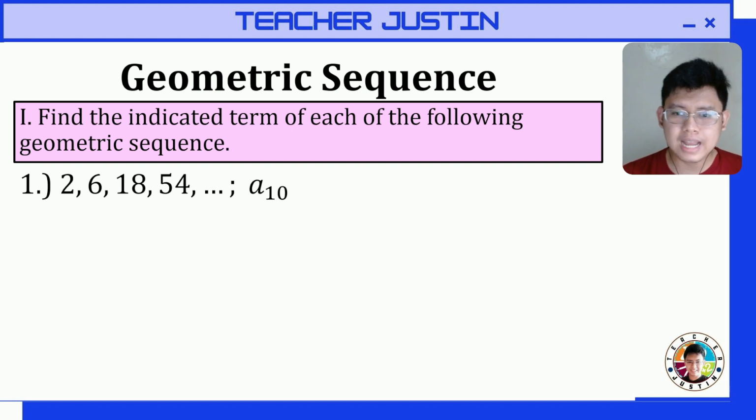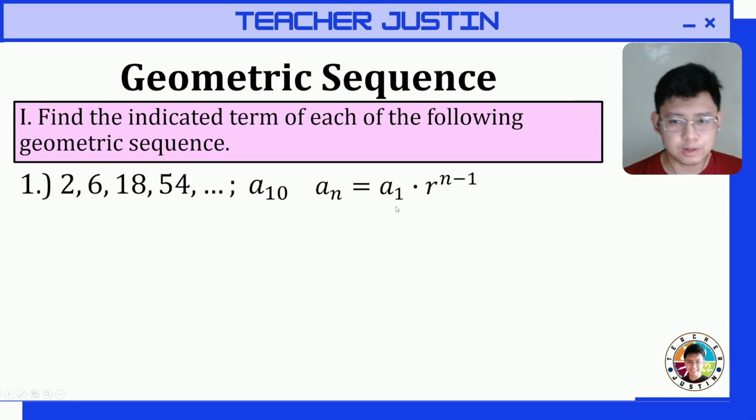So para makuha natin yung 10th term ng ating geometric sequence, so we're going to use the formula a sub n is equal to a sub 1 times r raised to n minus 1. So yung a sub 1 natin, that is the first term. Our r is the common ratio, and yung n natin is the number of term.